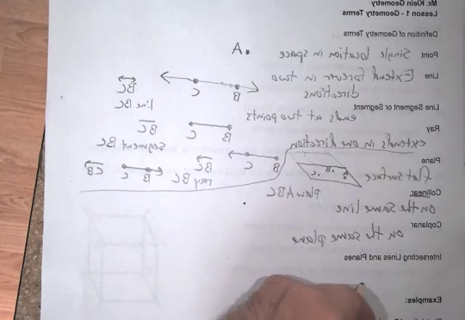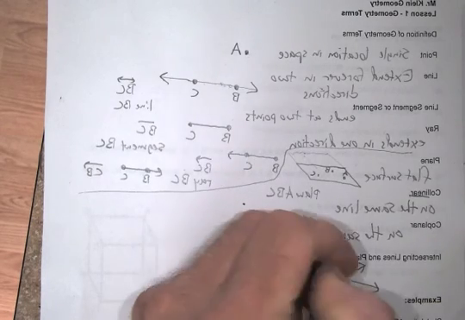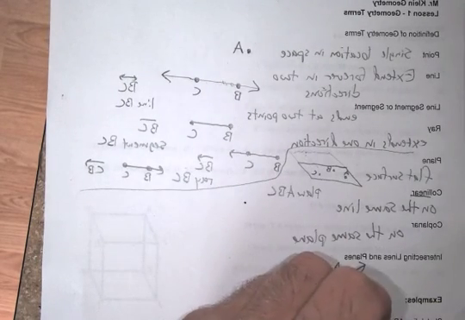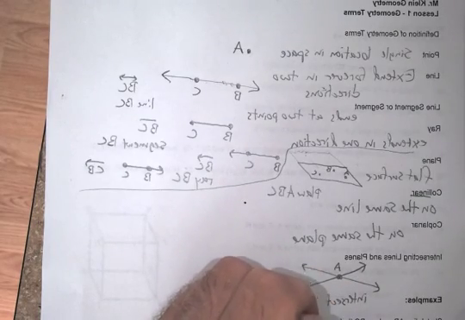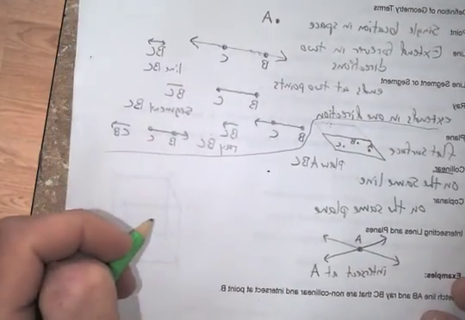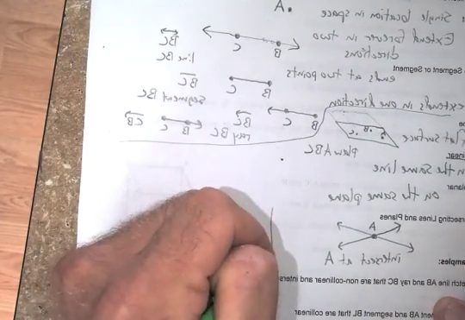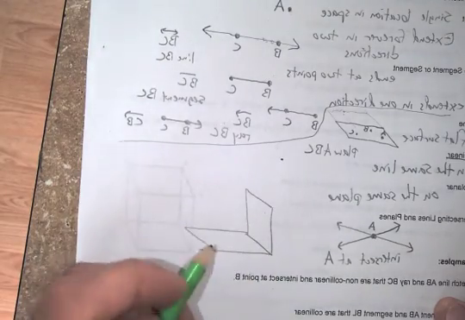Intersecting lines and planes. Okay, generally if you have, say, two lines, they will intersect at a point. So they intersect at A. That's easy. At point A, we can just say A. Two planes intersecting is a little harder to draw. You could draw it like this, kind of like a parallelogram like that, and then one like that.